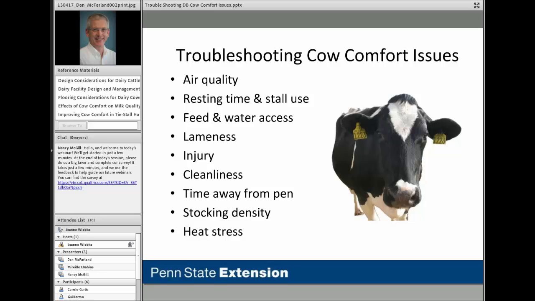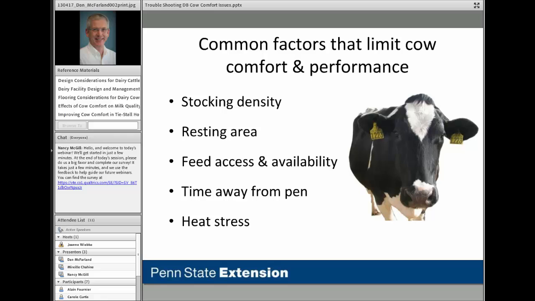In other cases, poor feeding or slug feeding, that type of thing, can cause laminitis. But excessive standing, poor stall design, those types of things, overcrowding, can contribute to further lameness in those cases.